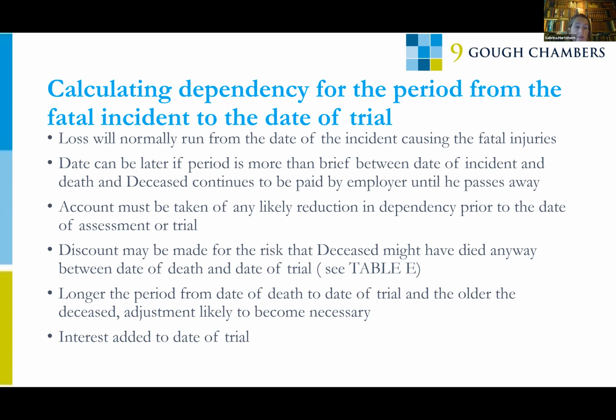We need to be alive to the fact that account should be taken of any likely reduction in dependency prior to the date of assessment or trial. An example of that would be a dependent child reaching the age of full financial independence before the trial date. And of course, a small discount needs to be made for the risk that the deceased might have died anyway between death and trial, and that's Table E, which we'll come on to in a moment.